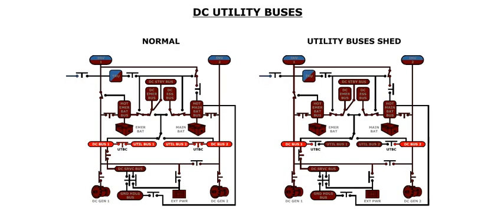Two utility buses power non-essential loads. These utility buses are powered by their respective DC bus through a utility bus contactor. These contactors are controlled by the BPCU. These utility buses are automatically shed in the event of an overload of the DC buses.